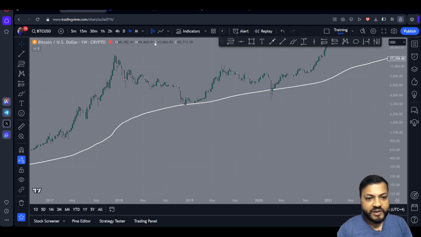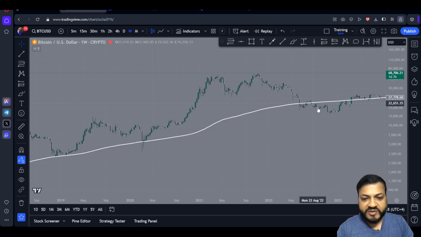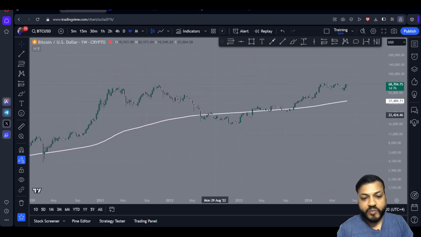This is open, high, low, close. So if you check this candle, the low is 3,125. So it just bounced from the 200 moving average. It went up. I'm talking about the previous bull. So it bounced again. So it's taking the 200 moving average as support and resistance.